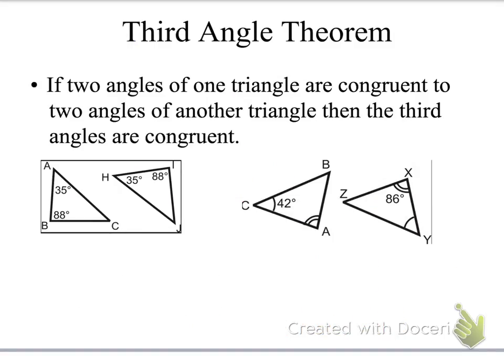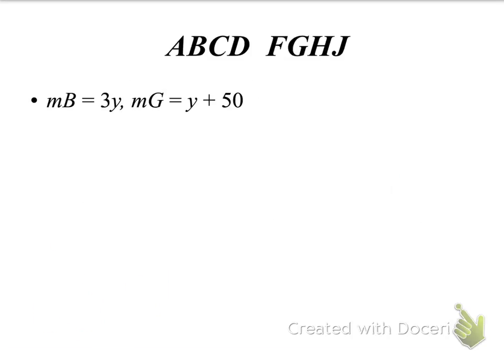Okay, the last vocab we're learning, third angle theorem. If two angles of one triangle are congruent to two angles of another, that automatically makes the third one congruent. Because if I already have two, I subtract it from 180 to get the third. So if two of them match, that automatically means the third one match. It does not mean the triangles are congruent, because I could have different side lengths. I could have one being gigantic and one being small, but the angles being the same. Okay, so it doesn't automatically mean they're congruent, but it means the third angle is congruent.